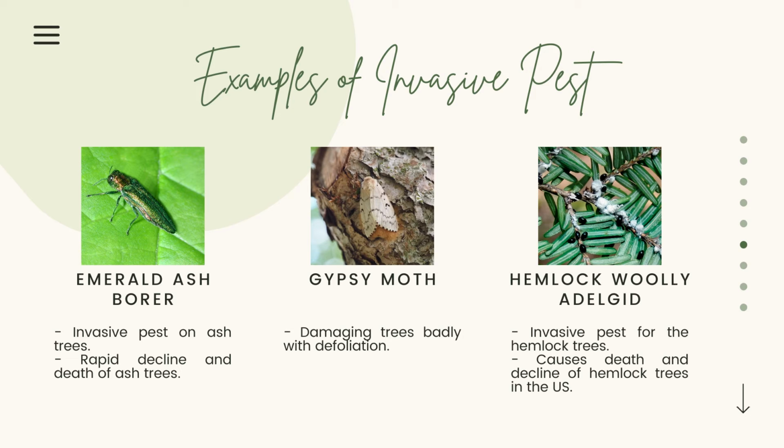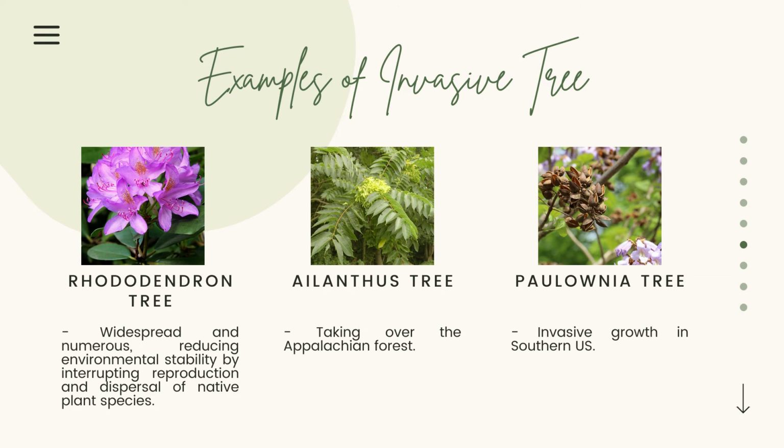Gypsy moth will cause damage on the infected trees, badly with defoliation. And hemlock woolly adelgid is the invasive pest for the hemlock trees. It will cause death and decline of hemlock trees in the US. Next, these are the examples of invasive trees: rhododendron tree, ailanthus tree, and paulownia tree. In general, the growth of these invasive trees had affected the native environment.